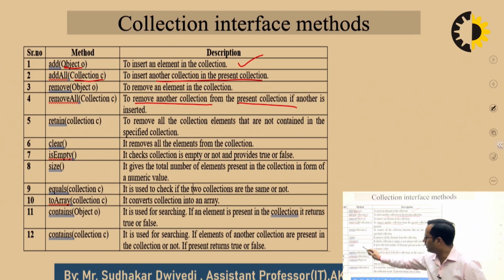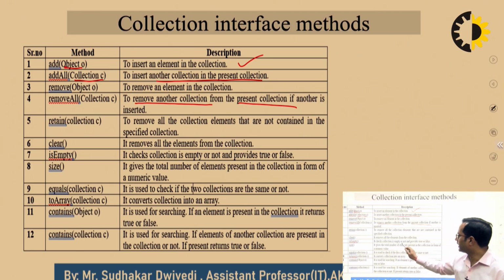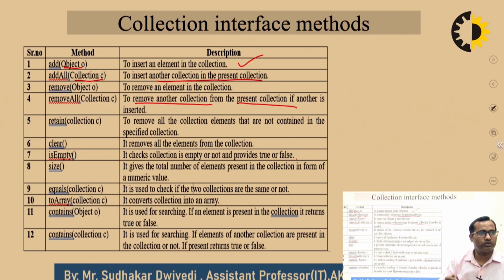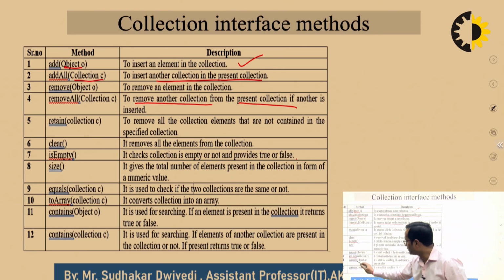If we want to check whether the collection is empty or not, it provides true or false. That means there is an isEmpty method. It will return a Boolean value. If we want to check whether our collection is empty or not, we can use the isEmpty method. If we want to check whether two collections are the same or different, we can use the equals method.